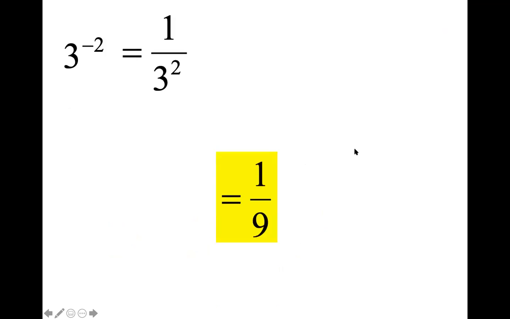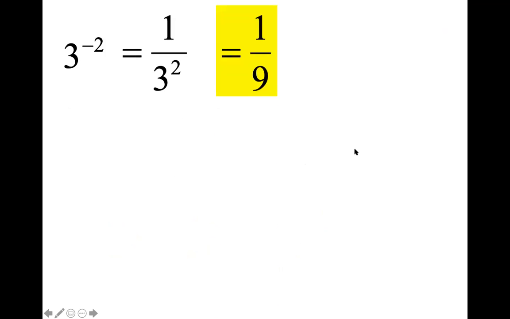All right. So 3 to the -2, well, it looks like it's on the top, so I'm going to move it to the bottom and get rid of the negative, and then simplify. 3 squared is 9, so we get 1/9.